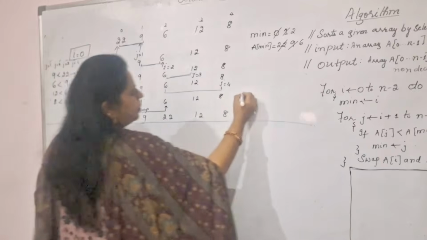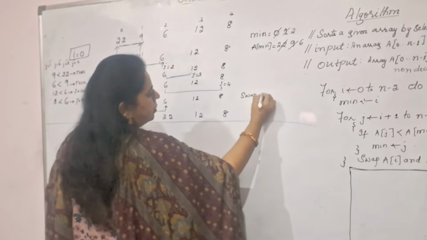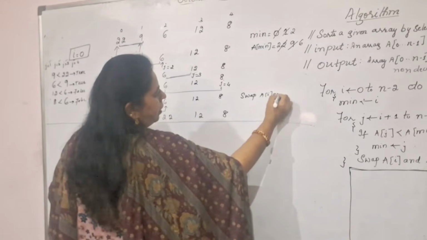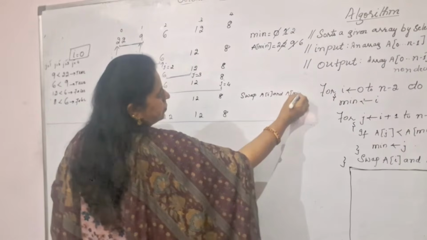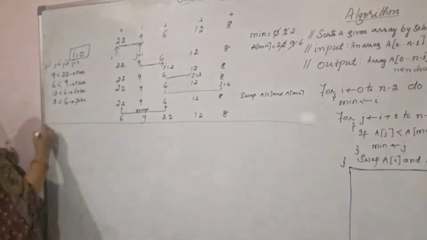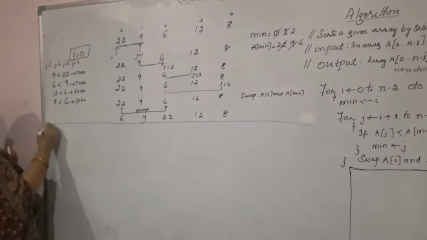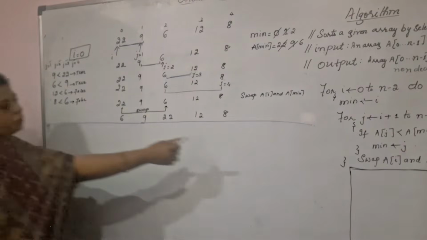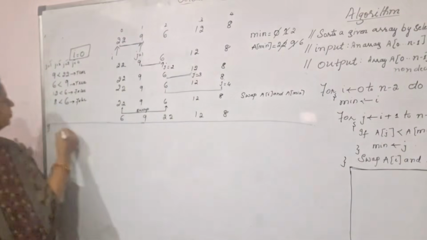So here you have swapped also. That statement I'll write down: swap A of I and A of minimum. This completes the first pass. Now let us go for the second pass, wherein the outer for loop I will increment by 1, I equal to 1.